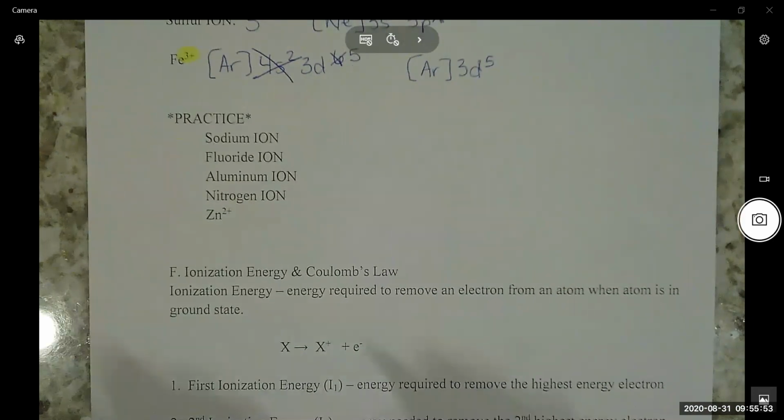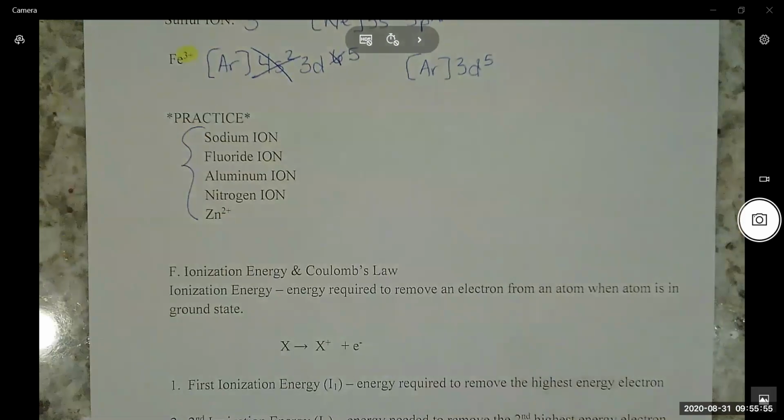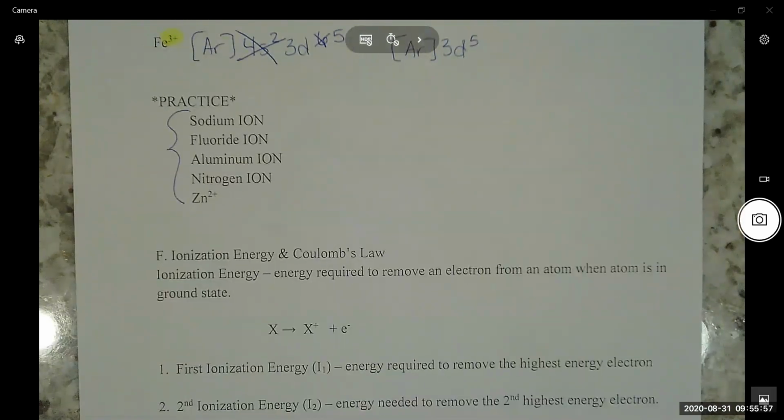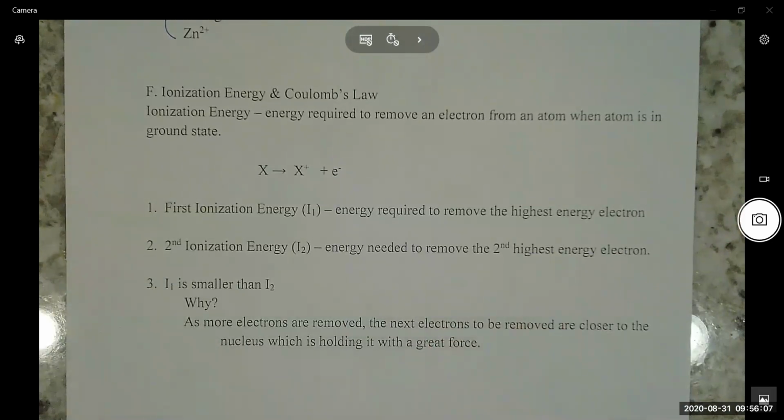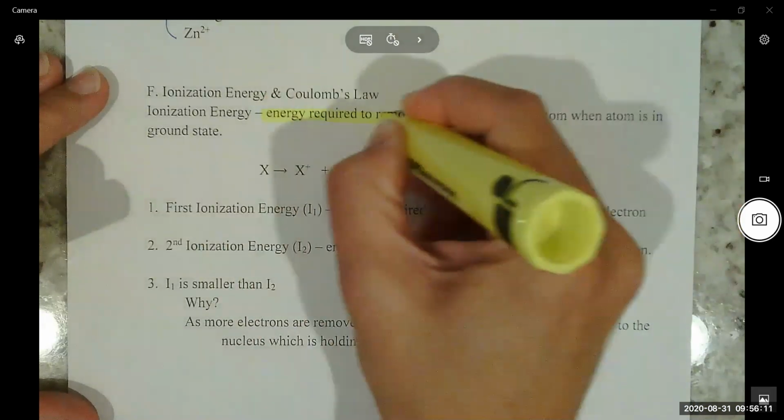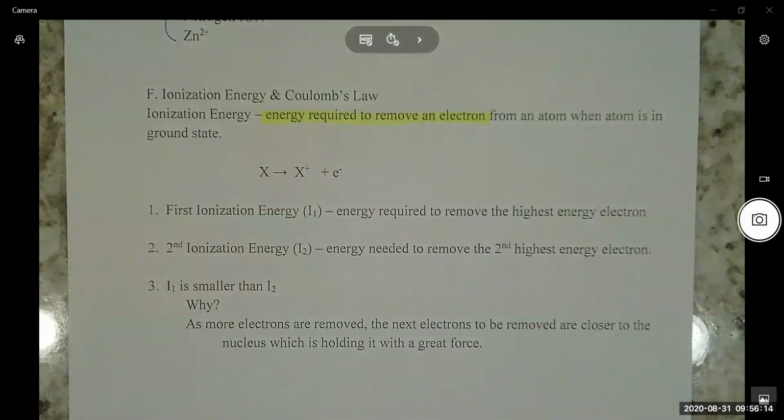Go ahead and pause the video and work through those ion electron configurations right now. We're going to go over those in class also. So let's talk about ionization energy and Coulomb's law. A reminder: ionization energy is the energy required to remove an electron from an atom. It's important to understand the definition, and also the explanation of why certain elements have greater ionization energy than others.